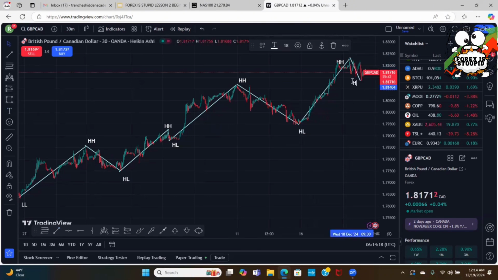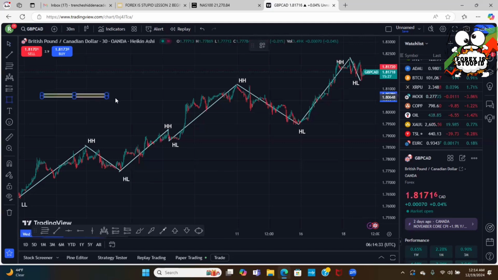Once you get done with that, make sure everything's understood. Once you get done with this, you want to go and practice identifying your highs and lows with zones like this.